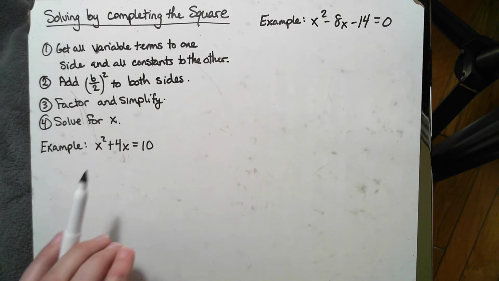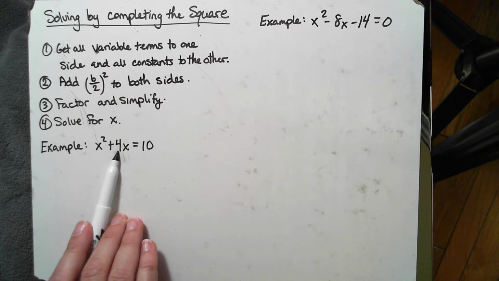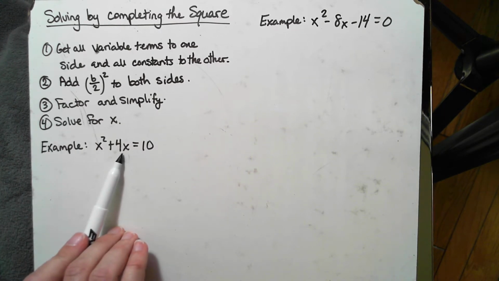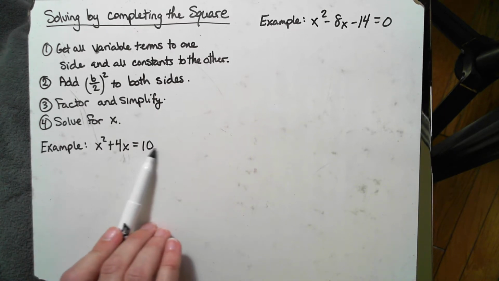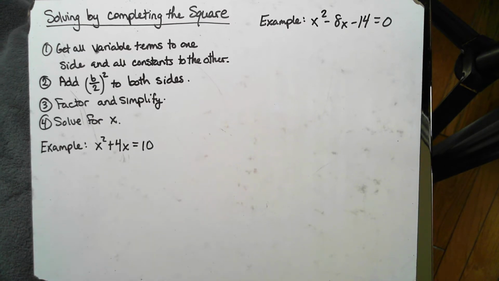Now just a reminder, the b number is the number that's attached to the plain variable. Okay, so it's going to be this term here. This is the b number, the 4. Then you're going to factor the side that has your x's, and you're going to simplify the side over here. And then you're going to finish by solving for x.